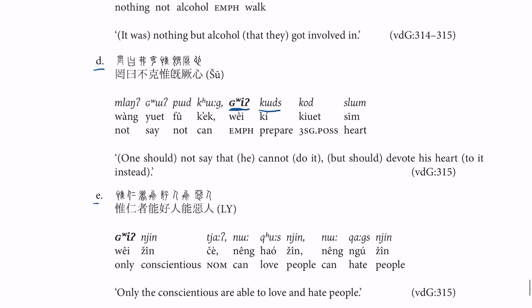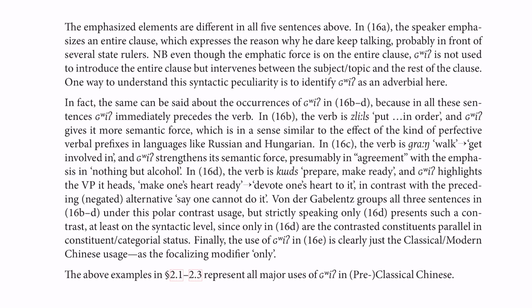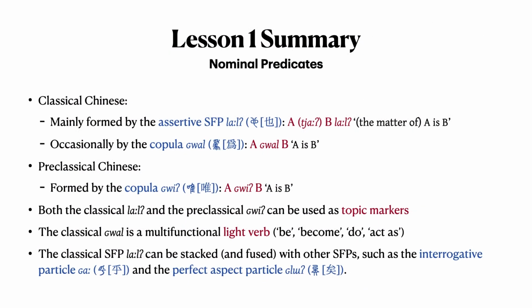Finally, the sentence in E is from the classical period, and in this sentence, gui is not used in its pre-classical emphatic sense, but is merely used as a focalizing modifier. So it's gui nin jia, meaning only those who are conscientious. So the above examples represent all the major uses of gui in both pre-classical and classical Chinese. So here's a quick review of the grammatical points in Lesson 1.